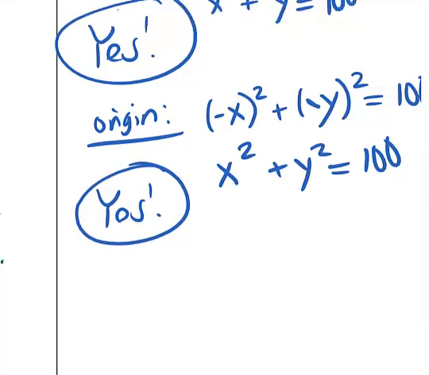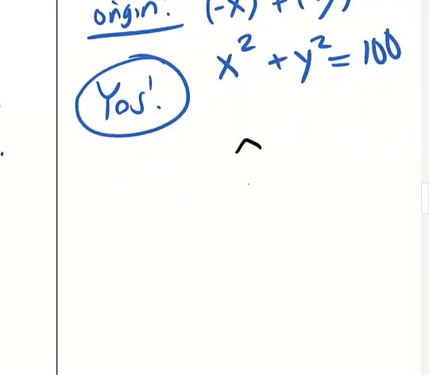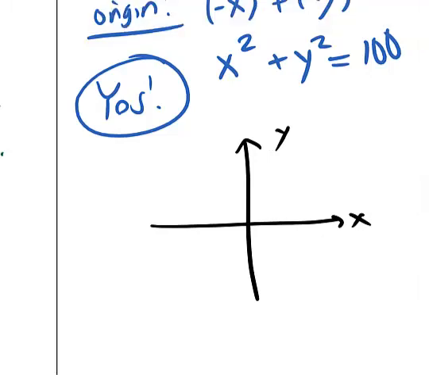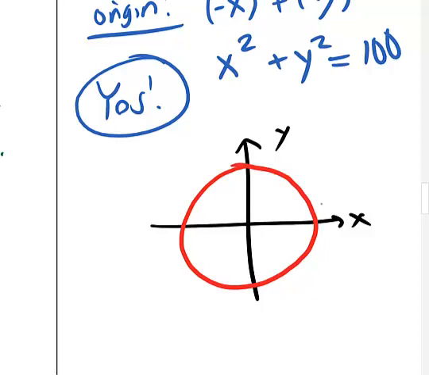Interesting. So that one, in case you're curious what kind of graph would have x-axis symmetry, y-axis symmetry, and origin symmetry? This guy's graph, which we'll see pretty soon, probably in this class or next semester if we don't get to it, is a circle. This is a circle of radius 10.